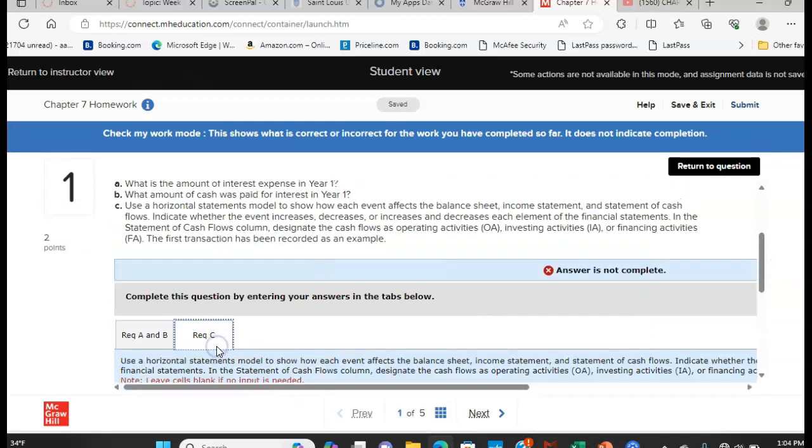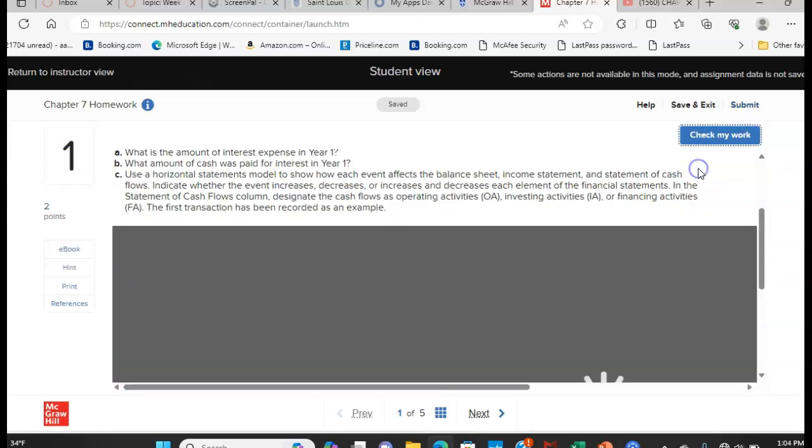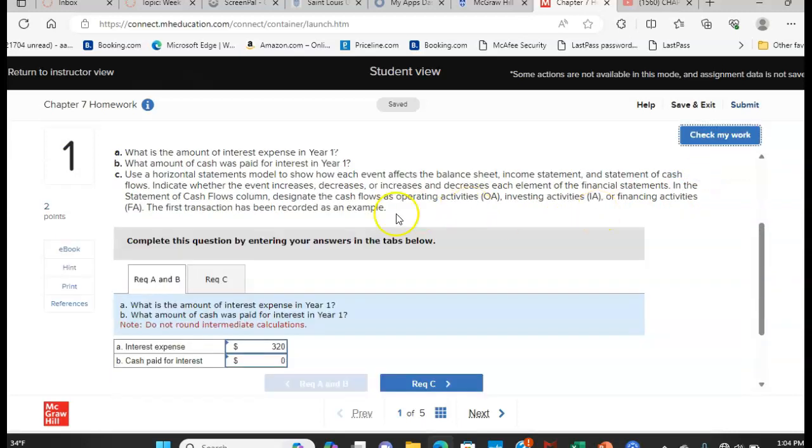All right. Let's go on to requirement C. Turn to the question. It says use a horizontal statement model to show how each event affects the balance sheet, income statement, and statement of cash flows, indicating whether the event increases or decreases each element. On the statement of cash flows, we're going to show how it impacts your operating activities, investing activities, or your financing activities. The first transaction has been recorded.